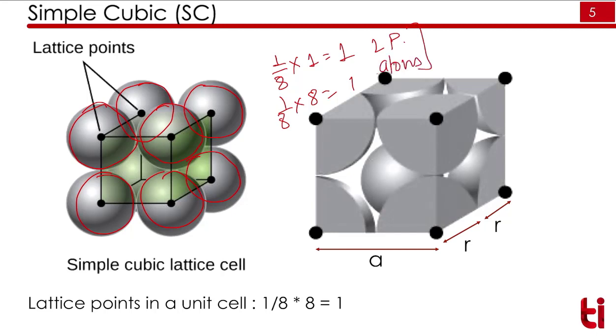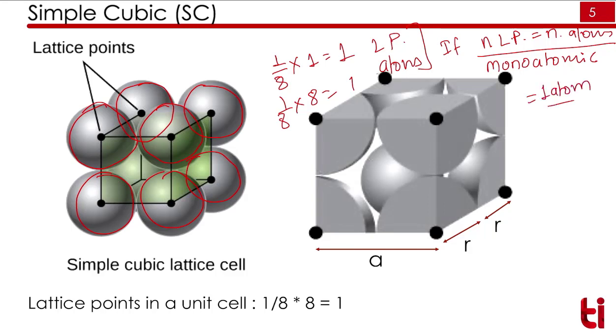So now if you have the same number of atoms for the same number of lattice points, we call that a monoatomic unit cell. If n lattice points equal n atoms, we call that monoatomic. So the final will be 1 atom per lattice point.